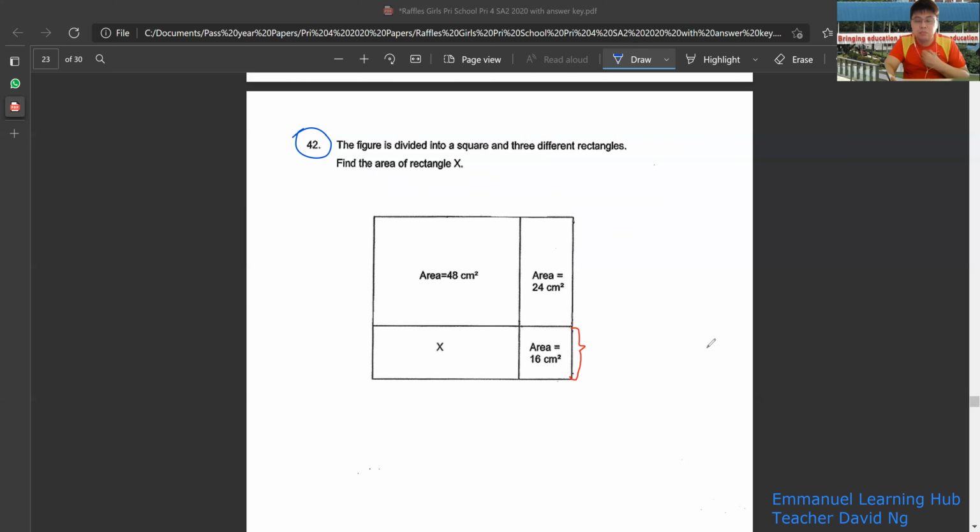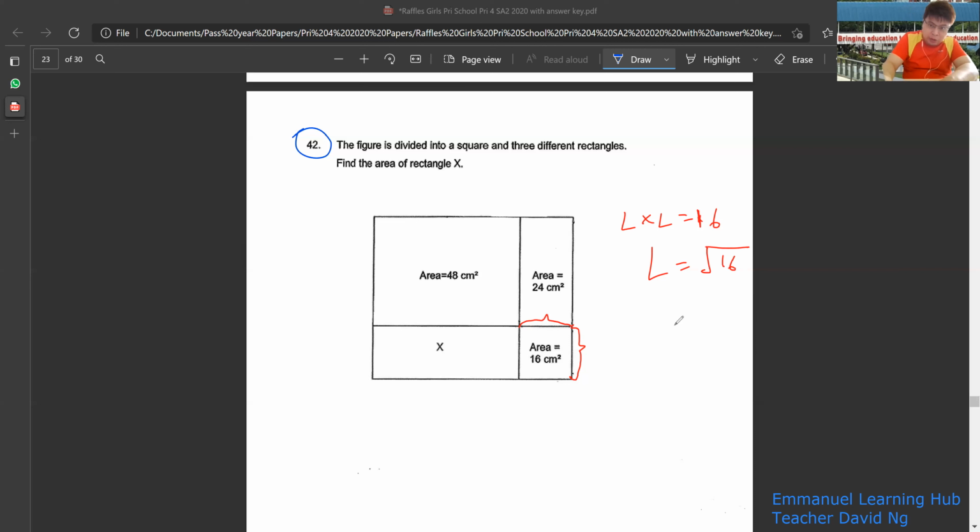16 divided by 2? Nope. What's the length of this square? L times L is 16. So L is equal to what number multiplied by itself is 16?